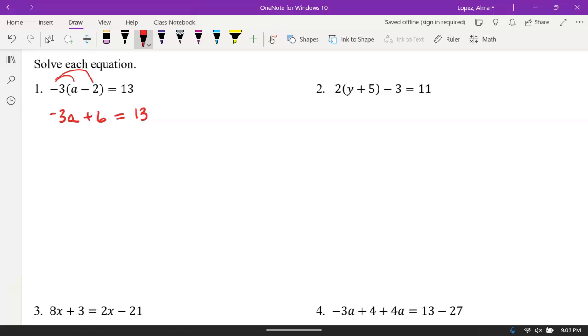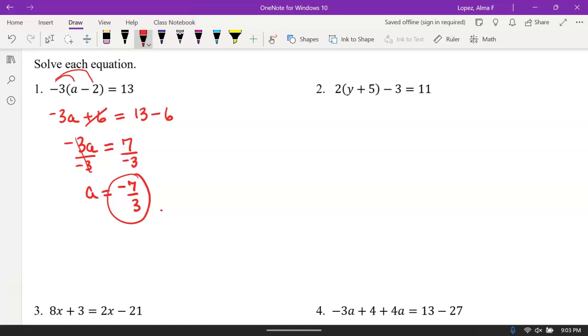There isn't anything on either side to simplify, so I'm going to go ahead and start by isolating the a's. That's what we're solving for. I need to move the 6 over to the other side, so when that +6 crosses over to the other side, it's going to become a -6. Now I have -3a is equal to 13 minus 6, which is 7. To get the a all by itself, the very last step, I'm going to divide both sides by -3. So the -3's cancel. I get a equals -7/3.